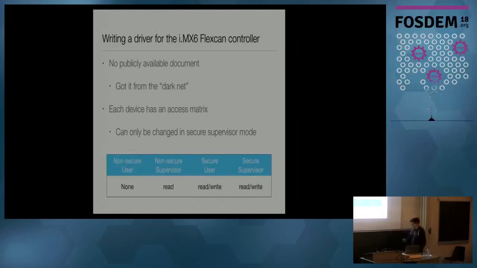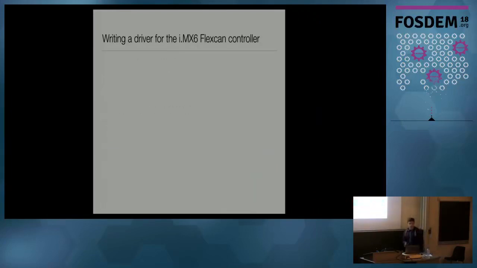So it basically looks like a table. For each of the privilege levels you have, there is an access permission stored, defining where you have rights to read or write to a certain device. And we learned that you are not allowed from non-secure user mode, which our driver was actually running in. You had no access, and so that's why we were getting asynchronous data aborts. Even from the non-secure supervisor mode, where our kernel was running, we only had read access. So, yeah, what do you do?